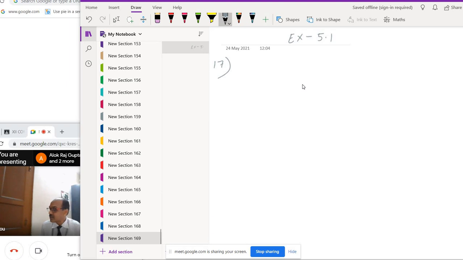Okay. So the function f(x) equals ax plus 1 when x is less than or equal to 3, and bx plus 3 when x is greater than 3. So this is the function.